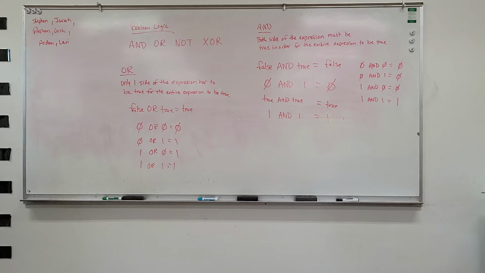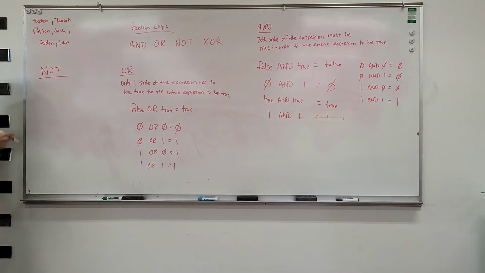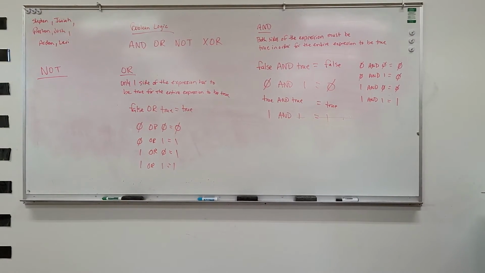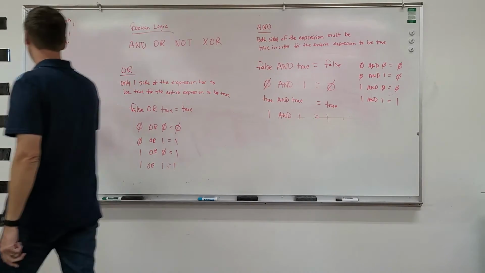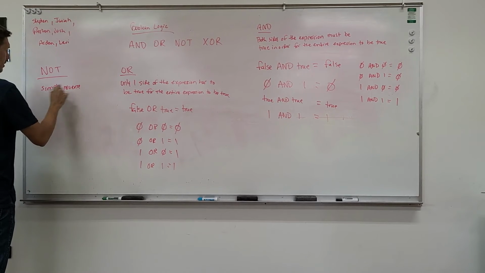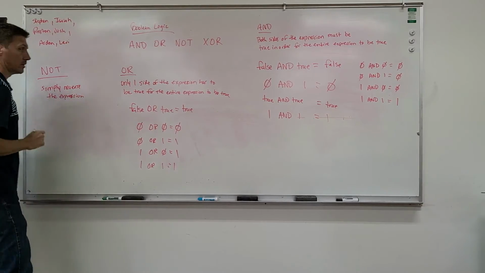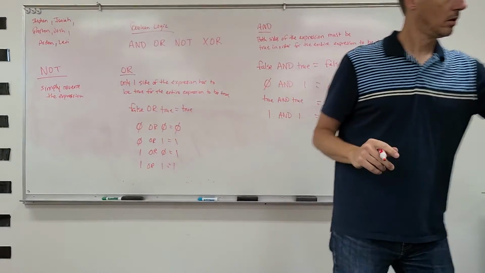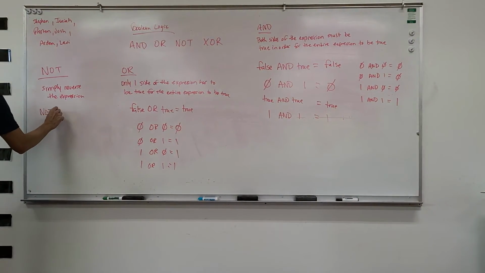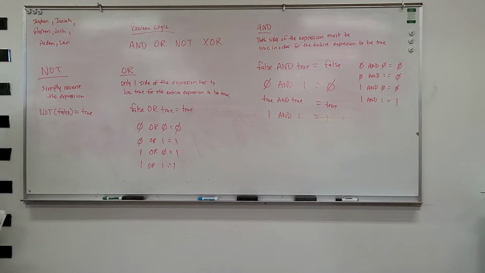All right, let's talk about NOT. So NOT is the only one that doesn't require two expressions. There's not two sides when you're using that operator, it's just one. And it just simply means, reverse the expression. All right, when you have a NOT. So if I do not false, then the answer equals true. I just flip it, right?